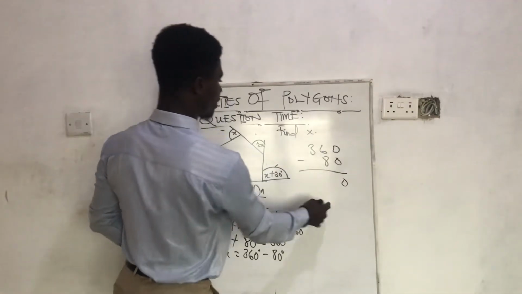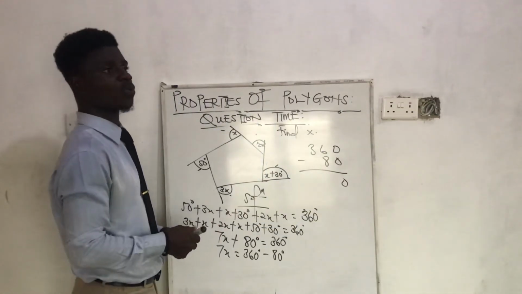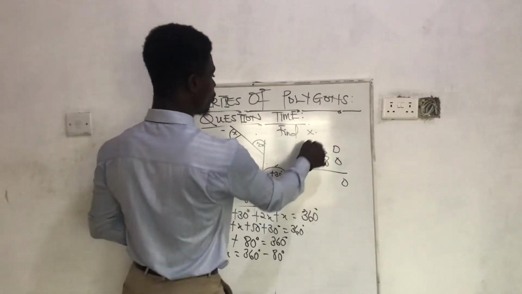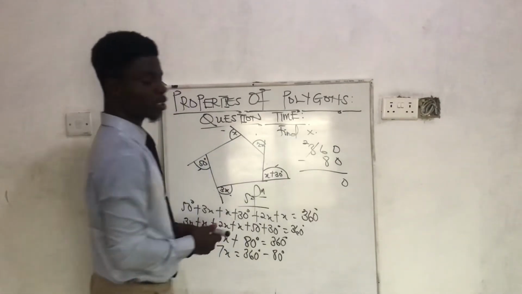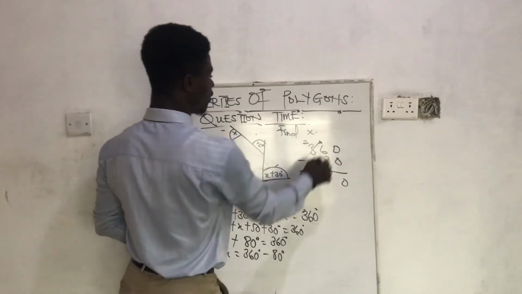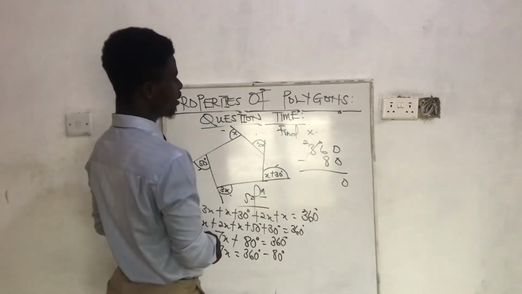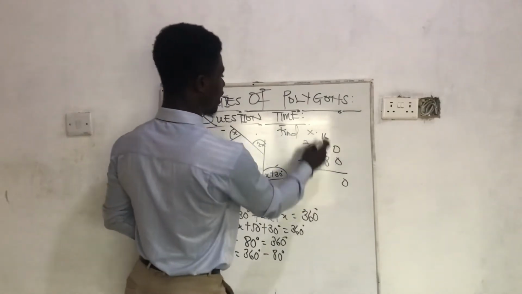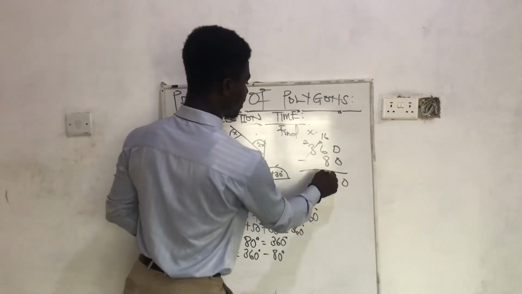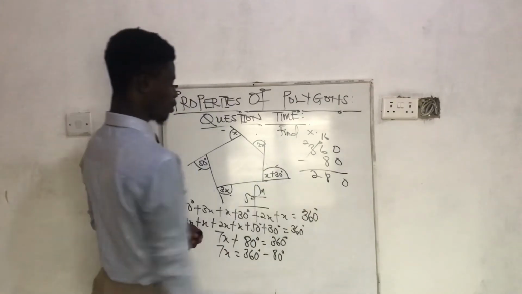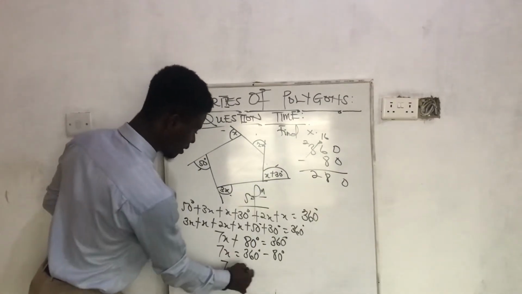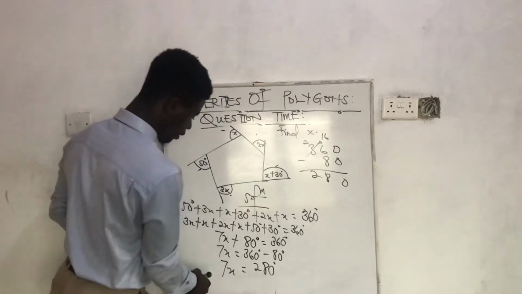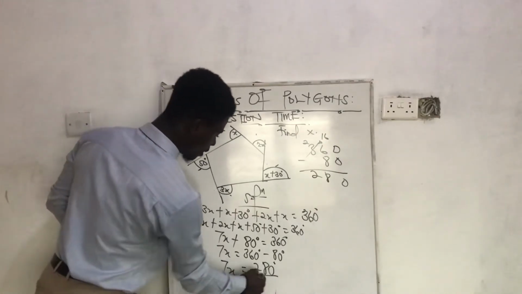0 from 0 is 0, 8 from 6 will give us what? A negative value, but we want a positive value. So we borrow. This 3 reduces to 2. So we borrow 10 from 3. 10 added to 6 is 16. 8 from 16 is 8. Then here I drop the 2. So I have 7x equals 280 degrees. So now I'll divide here by 7, here also by 7.